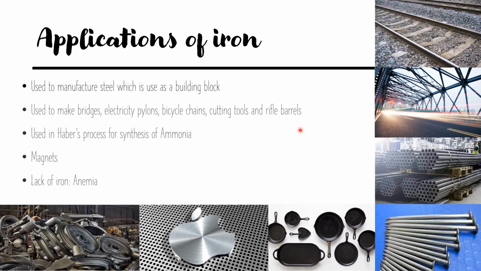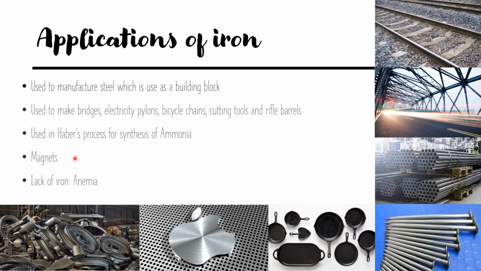That is the cast iron. So it has an array of applications too. The third point is the most important point. Haber's process is a very important industrial process where ammonia is produced on a large scale. When nitrogen and hydrogen combine in the presence of iron as a catalyst and molybdenum as a promoter, we get ammonia. So this is very important.